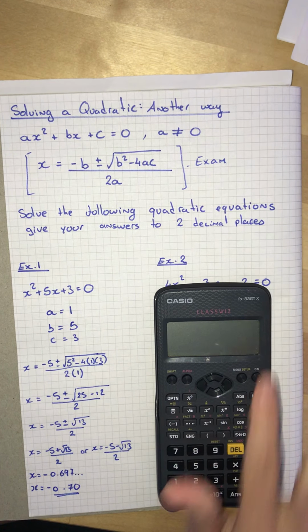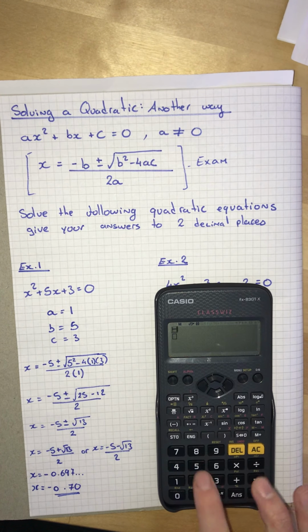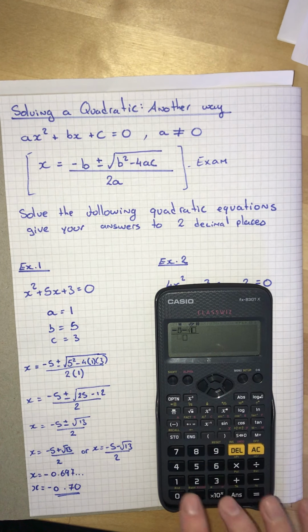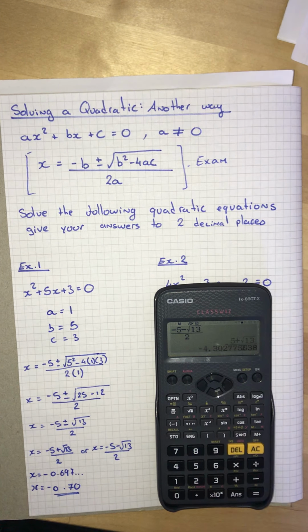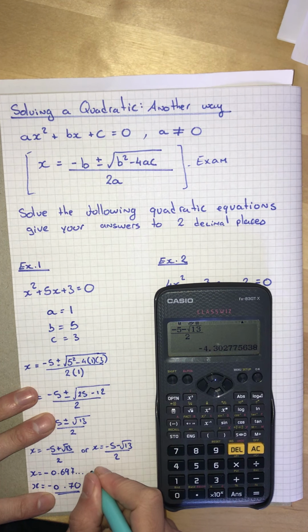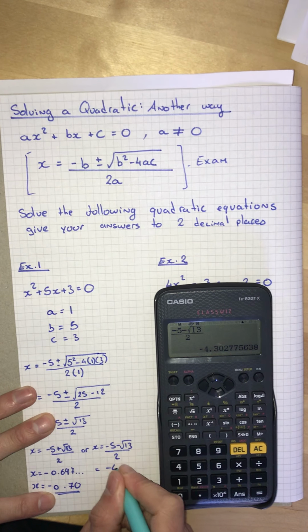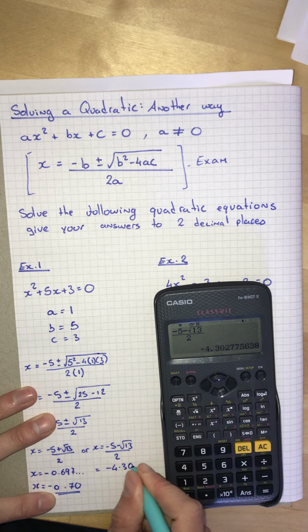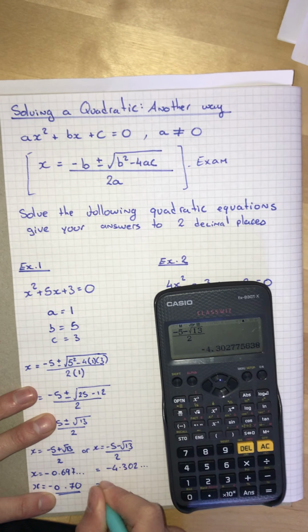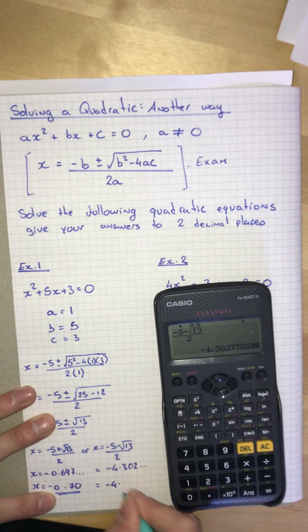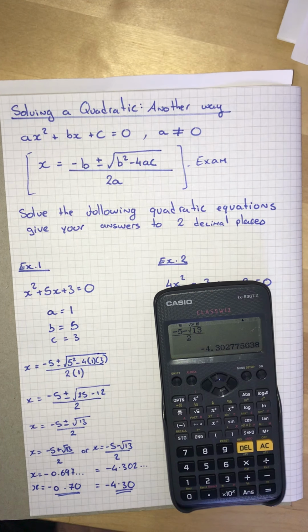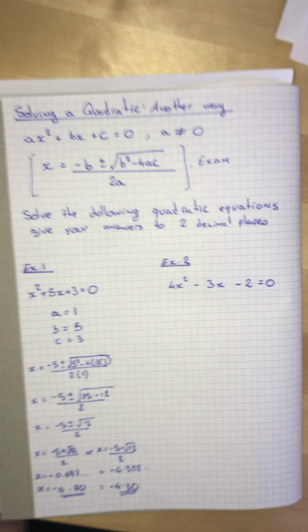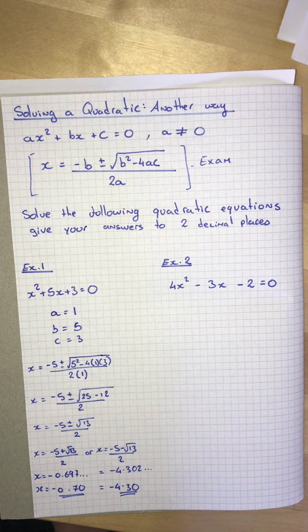Let's do the next one. Negative 5 minus root 13 divided by 2. And that's going to be negative 4.302 ... which rounds to negative 4.30 to 2 decimal places. Okay, it's just substituting into an equation and then working it out.